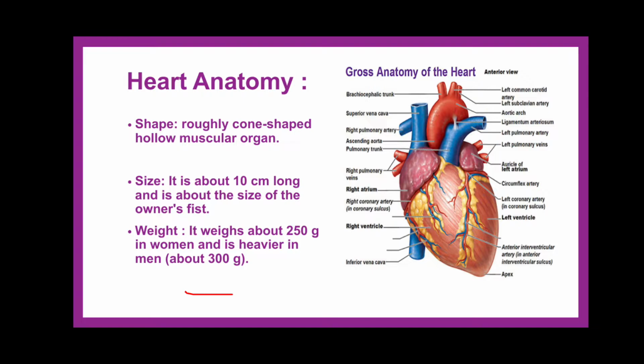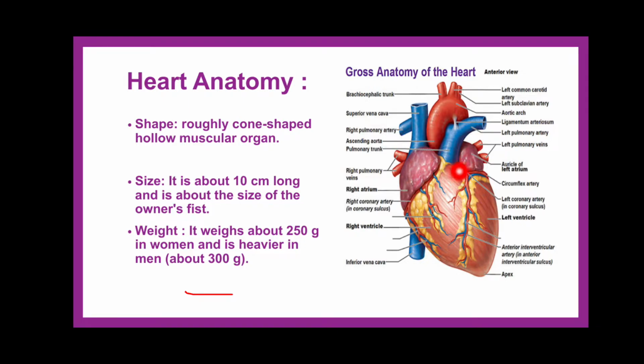To start with the anatomy, this picture is showing you the gross anatomical features of the heart, the exterior or external features. This broader part is known as the base of the heart, and the sharp pointed part is the apex of the heart.